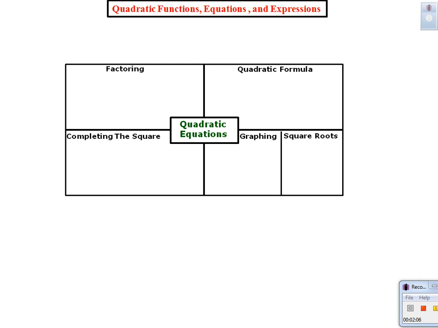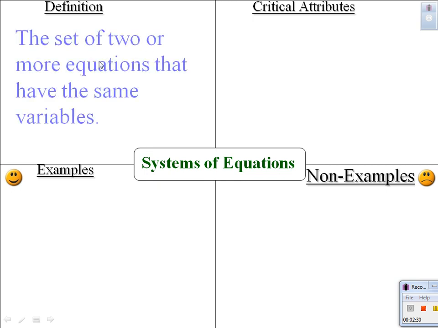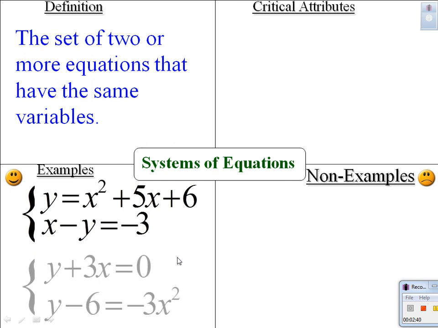Okay? So with that said, write this down in your notes. Systems of equations. What are systems of equations? Systems of equations is the set of 2 or more equations that have the same variables. Examples: y equals x squared plus 5x plus 6, and x minus y equals -3. And the other set is y plus 3x equals 0, and y minus 6 equals -3x squared. Copy that.